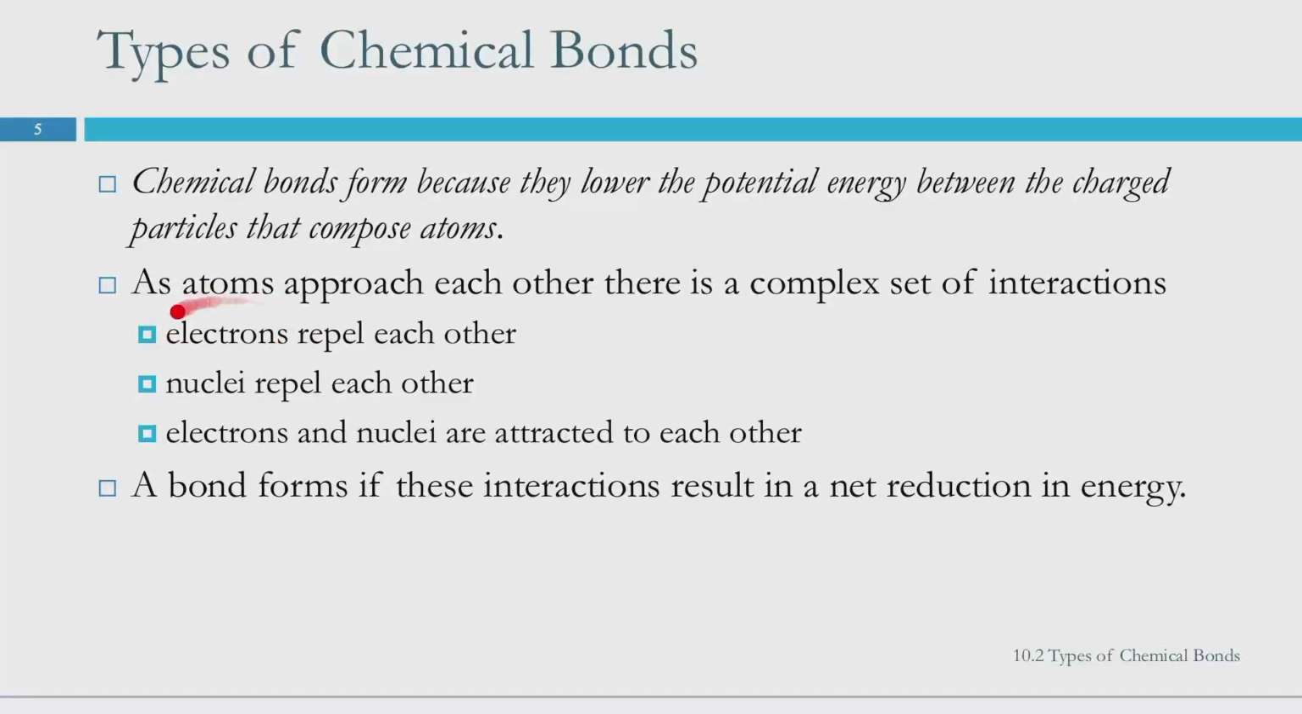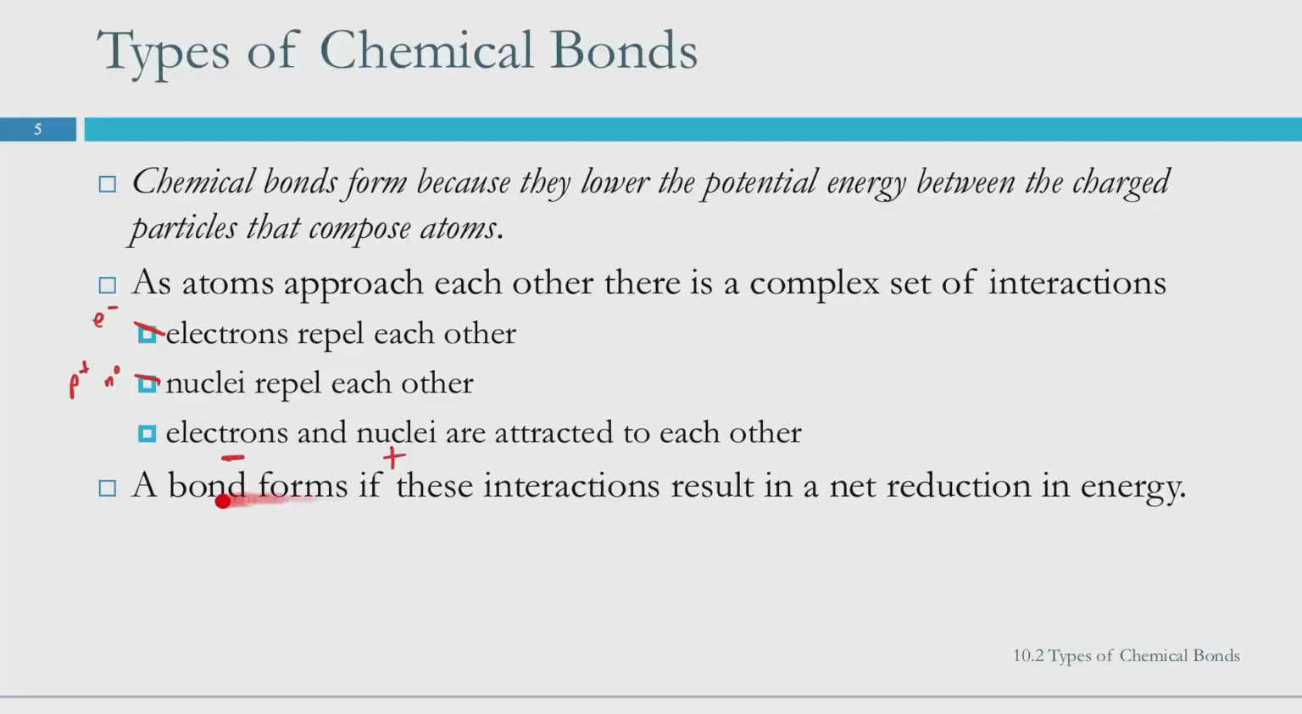The electrons are going to repel each other. The nuclei are going to repel each other. Remember that our electrons are negatively charged. Our nuclei are protons and neutrons, and our protons are positively charged, so those positive charges are going to repel each other. However, our electrons and our nuclei are attracted to each other, since our electrons are negatively charged and our nuclei are positively charged.